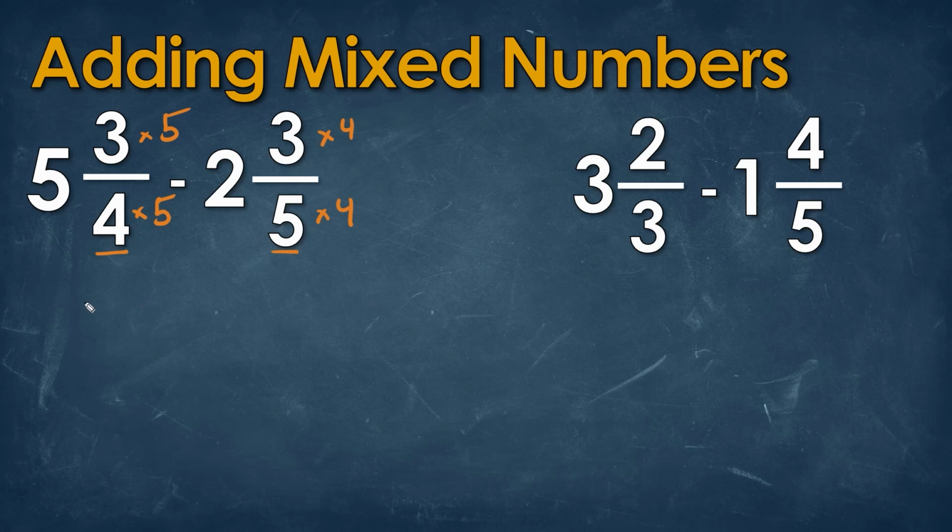Now what we're going to do is we're going to multiply this. So we'll keep that 5. That 5 isn't going to change, but the fraction will. We're going to multiply top and bottom by 5, so we're going to have 15 over 20. And then we're going to subtract. We'll have 2 and 12 over 20.